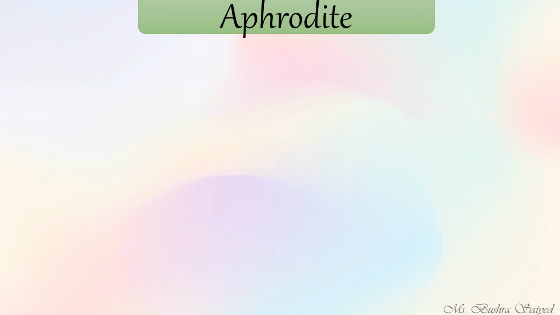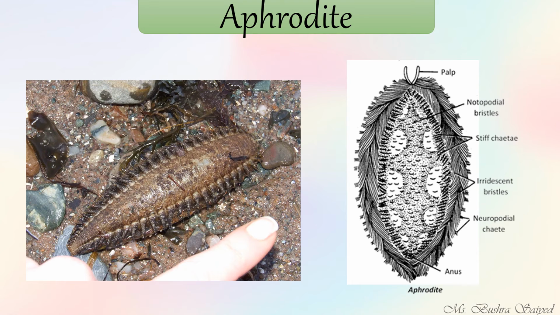The second one is Aphrodite. Aphrodite, when we talk about it, this is how it looks. You might have observed it sometimes. So that is an Aphrodite. It is not a worm-like structure, but it is like a shelled organism. So it has a palp over the head region, the bristly body, stiff setae.